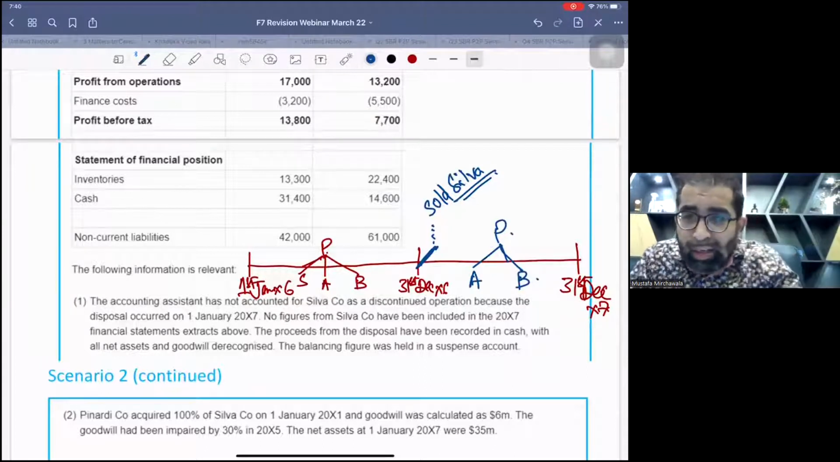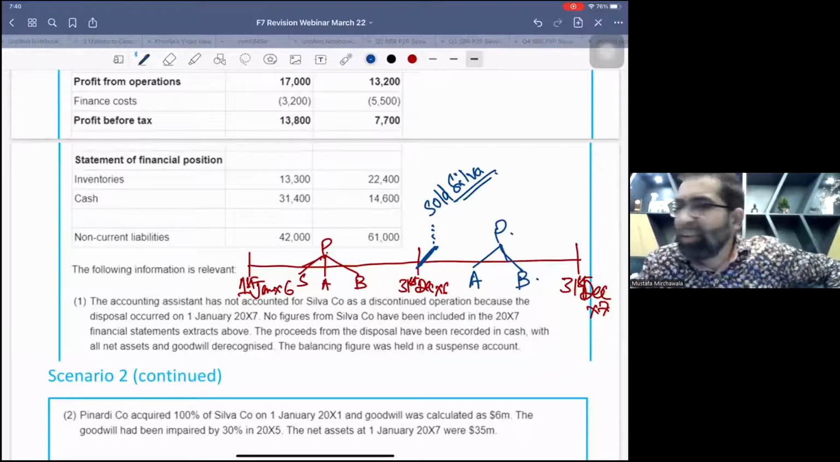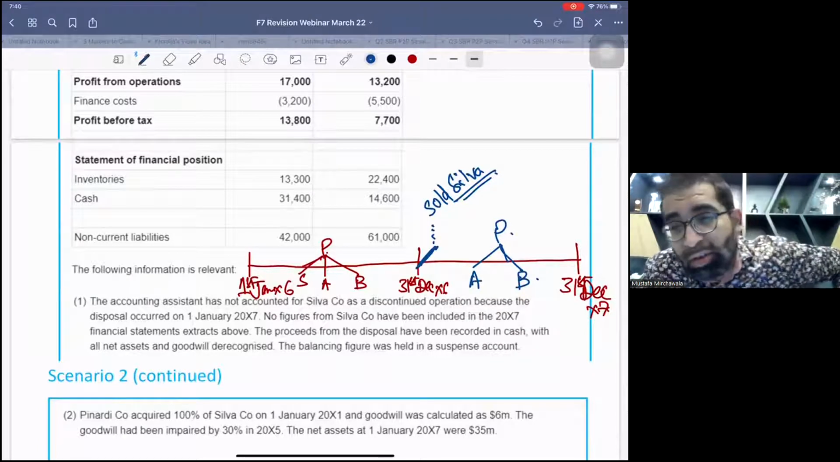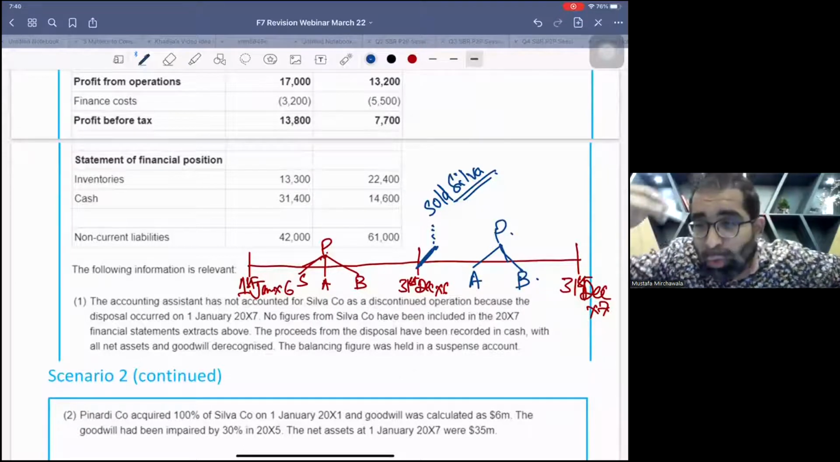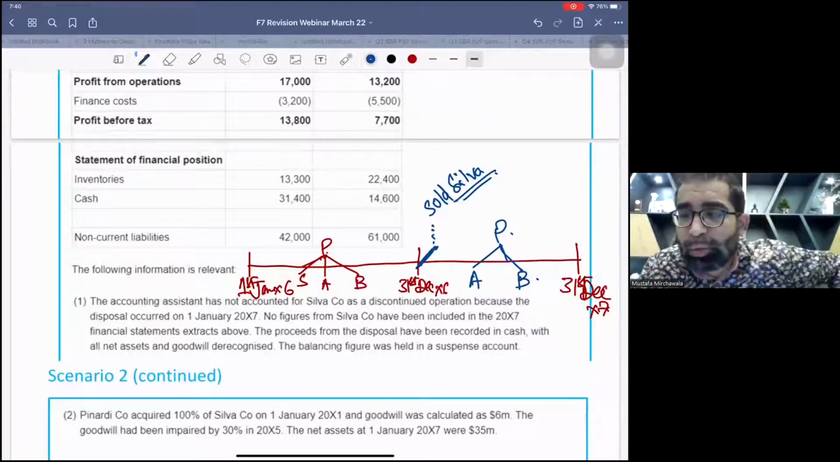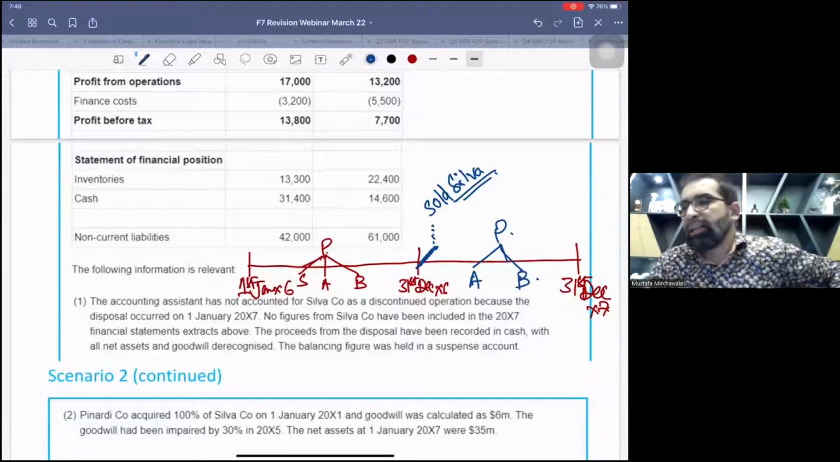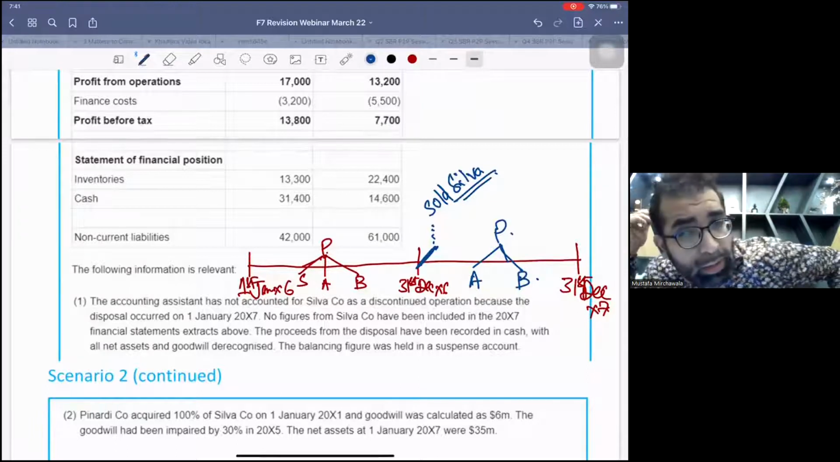So in last year's consolidated income statement, Silva was included, but this year Silva is not included, obviously, because we sold it on the first day. And I'm sure you know that the income statement is always prepared for the year. So this Silva is not included in the current year.